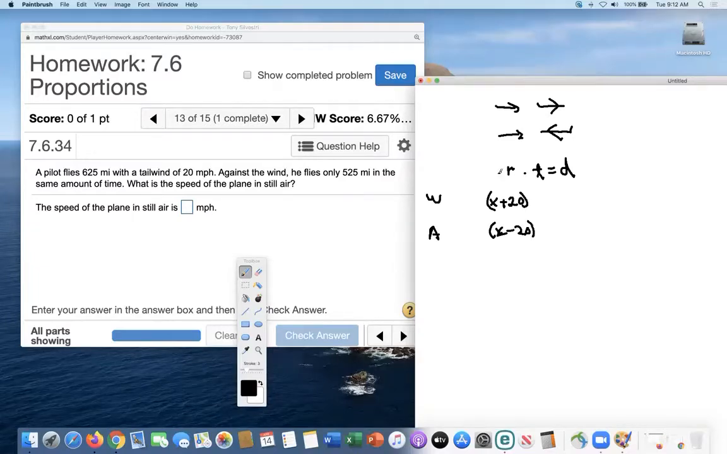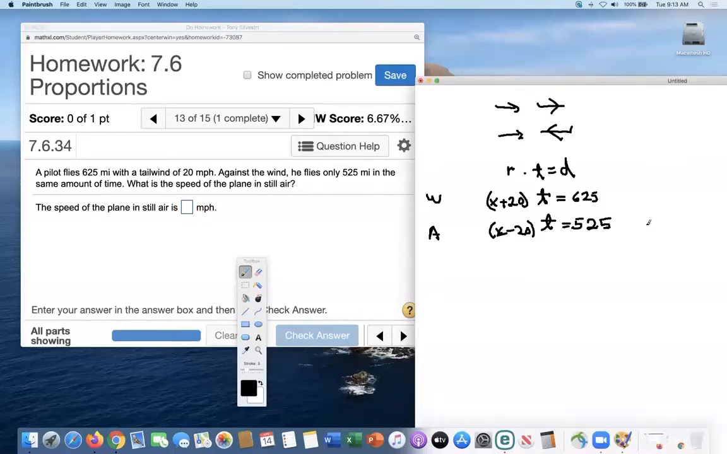Now, let's see. Against the wind, you fly the same amount of time. So in other words, take that rate, multiply by t, same time equals. So with the wind, he goes 625 miles. And when he flies against the wind, he goes slower, so he has to go less distance, 525 miles. Okay, there it is. Those are your equations. If you don't have faith in those equations, then we can't proceed. We need to have faith in those equations.